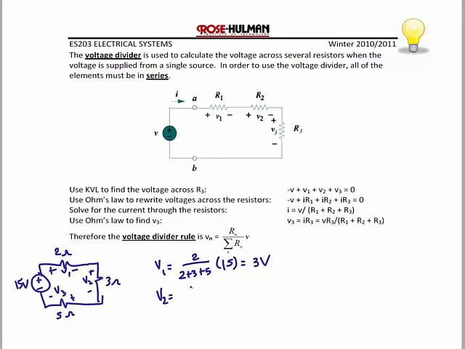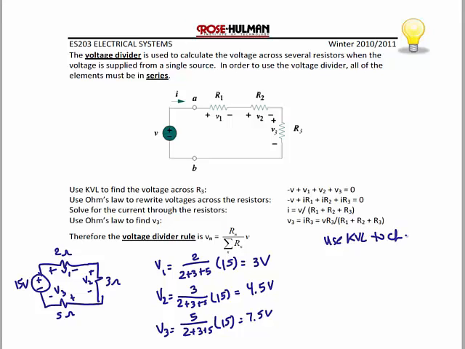V2 is across the 3 ohm resistor, so 3 is in the numerator, divided by 2 plus 3 plus 5 times 15, which is equal to 4.5 volts. V3 is the voltage across the 5 ohm resistor, so that's 5 divided by 2 plus 3 plus 5 times 15, and that equals 7.5 volts. So we use KVL to check our work. Since 3 plus 4.5 plus 7.5 does indeed add up to 15, which was the voltage source, the solution works.